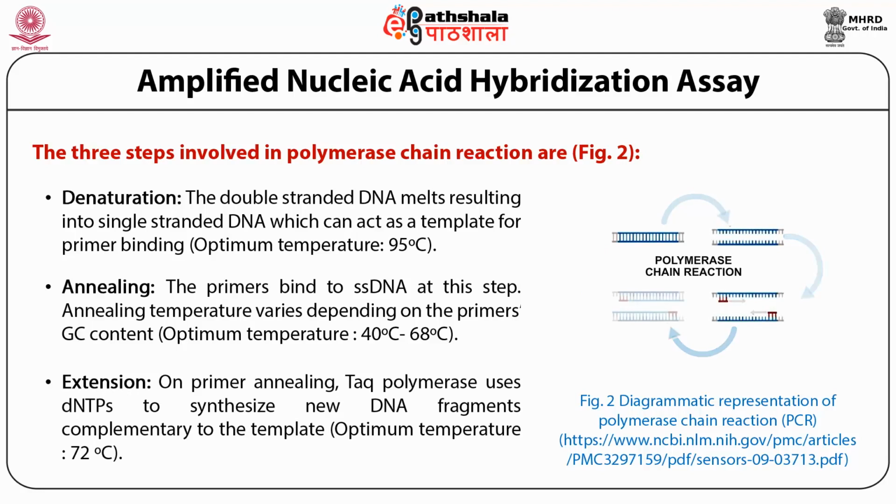During extension, the Taq polymerase enzyme uses dNTPs to synthesize new DNA fragments complementary to the template. For this, a temperature of 72 degrees Celsius, which is the optimum temperature of Taq polymerase, is used. If other polymerases are used, then their optimal temperature is used for the extension. These cycles of denaturation, annealing, and extension are repeated at least 25 to 35 times, varying upon the size of the product, and in the end, the amplicon is detected by electrophoresis on agarose gel.